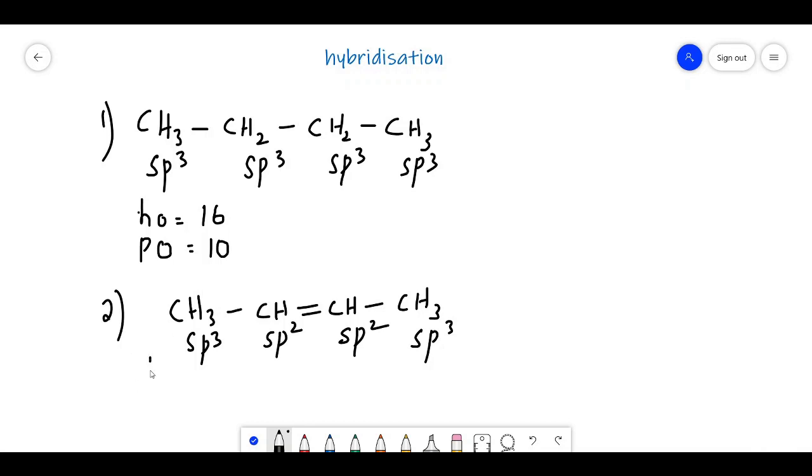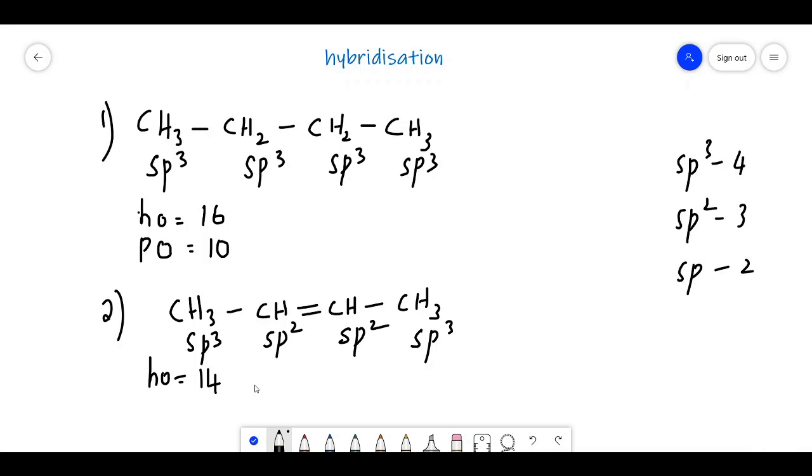Now the number of hybrid orbitals. Remember, sp3 will have 4 hybrid orbitals, sp2 will have 3 hybrid orbitals, and sp will have 2 hybrid orbitals. So here this is 4, and this is 3 plus 3 plus 4. 4 plus 4 is 8, and 3 plus 3 is 6, so the number of hybrid orbitals is 14.